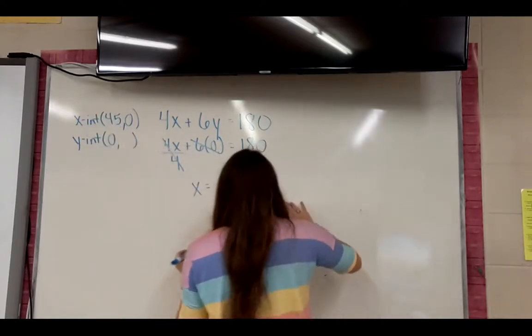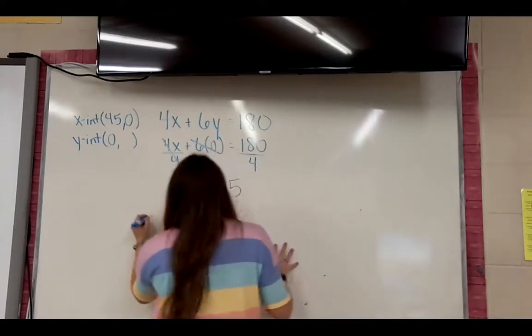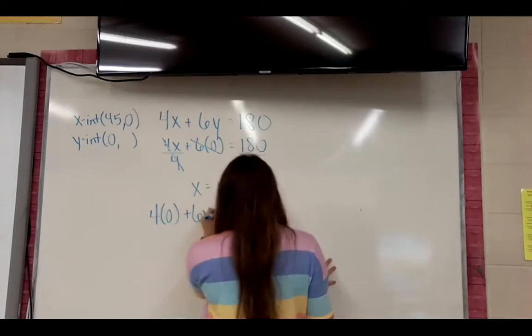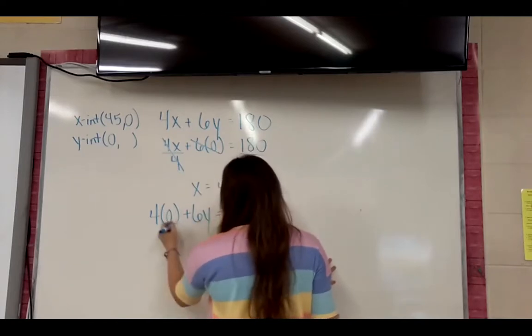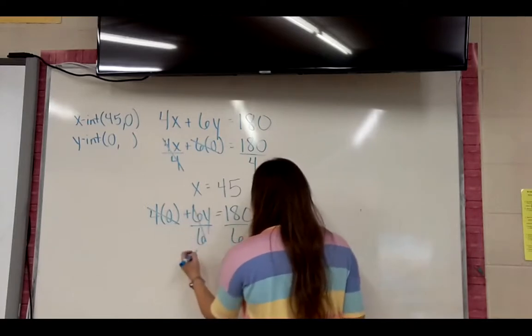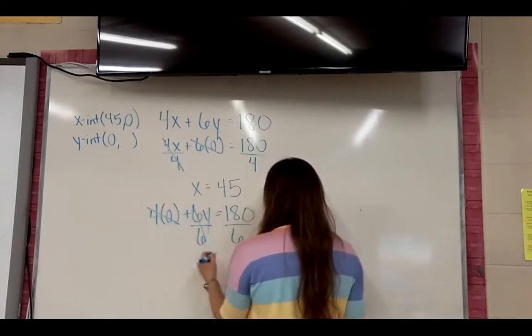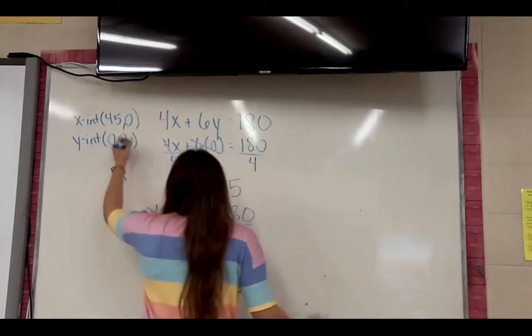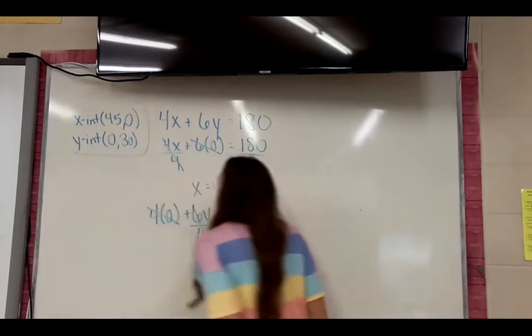Now I'm going to plug in 0 for x so that I can solve for my y-intercept. So that cancels. So I'm dividing both sides by 6. Let's see, 6 goes into 18, 3, so 30. So here's our 2 intercepts.